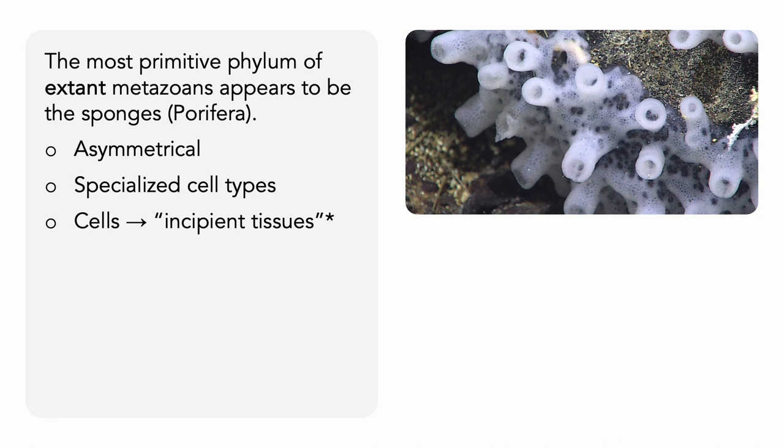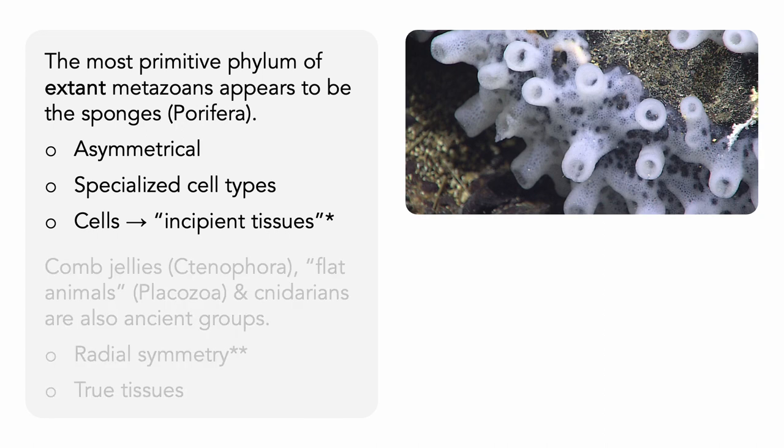Now, sponges do have complicated cells, and in many ways, these cells can communicate with each other, share nutrients, and function as a group. But we do not consider sponges to have true tissues, because these cells lack a basement membrane underneath them, so we will just call them incipient tissues for now. But we'll return to this when we talk about sponges in another video.